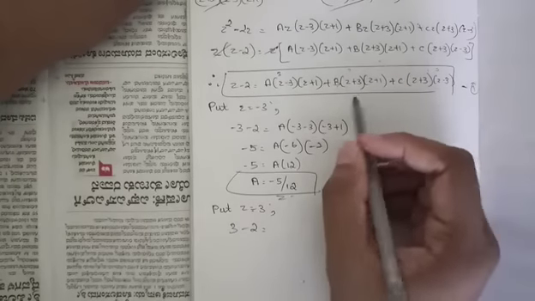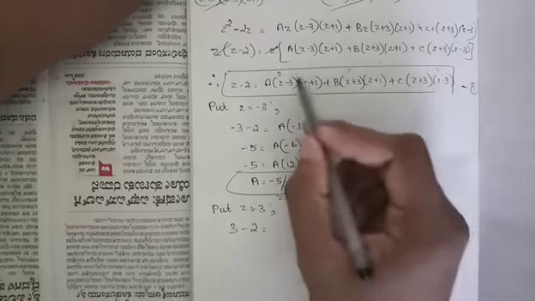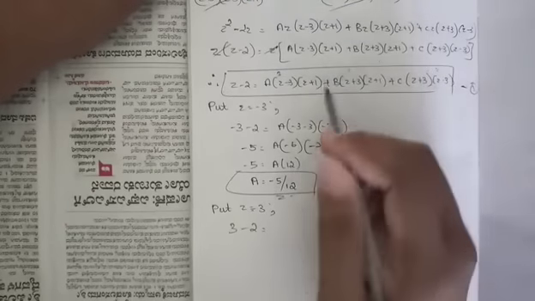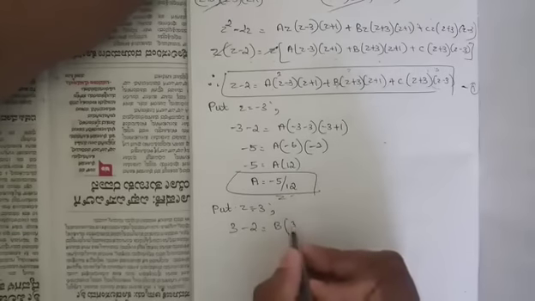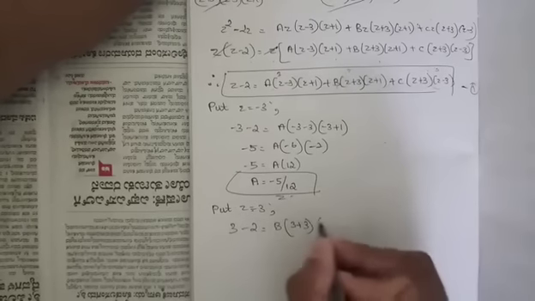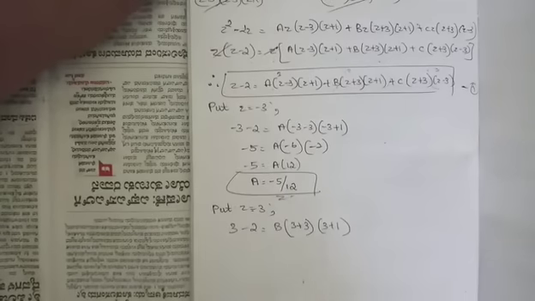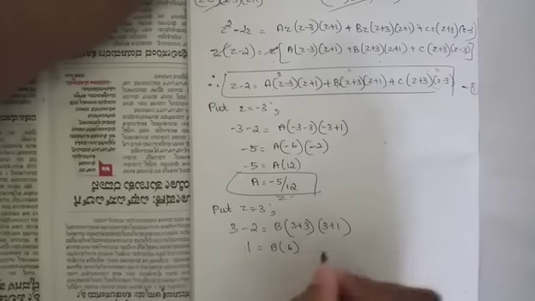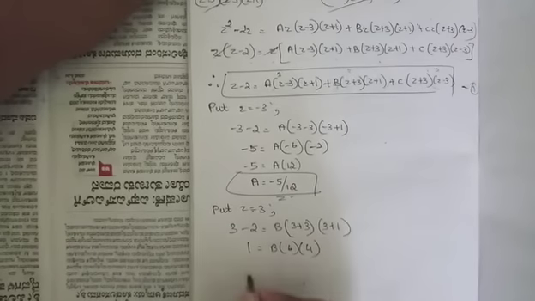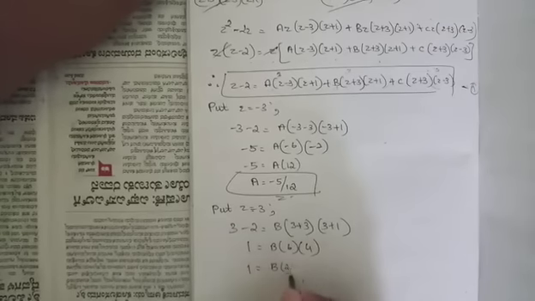so the term which we are finding here is B, right? So these two terms will become 0. Only this term we need to write. So B into the value of z is 3 plus 3 into 3 plus 1. So 3 minus 2 is 1. B into 6 into 4. 3 plus 3 is 6 and 3 plus 1 is 4. 1 is equal to B into 24.